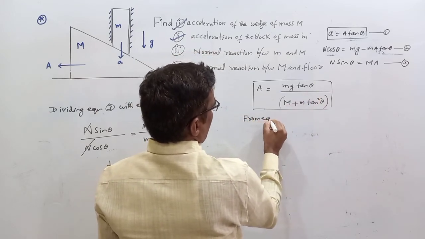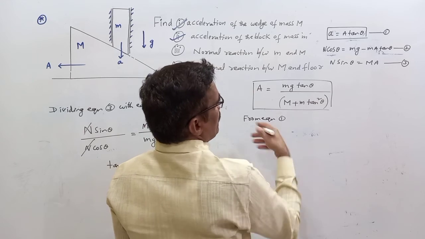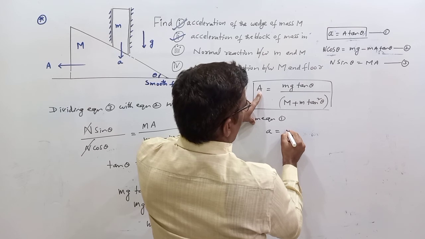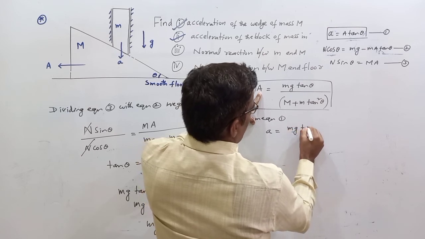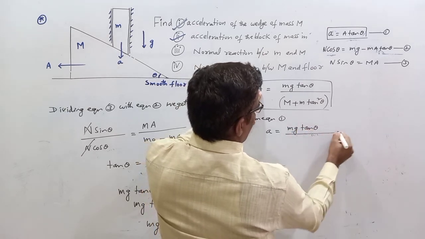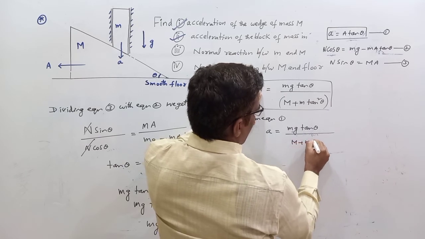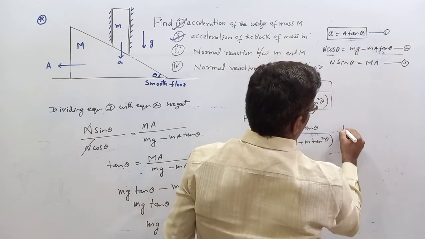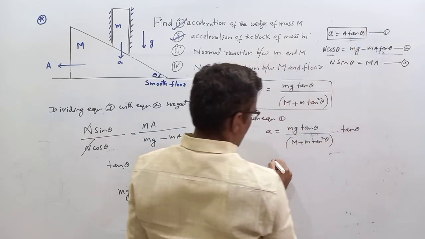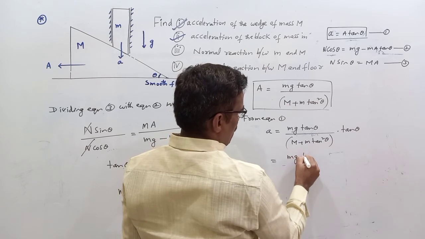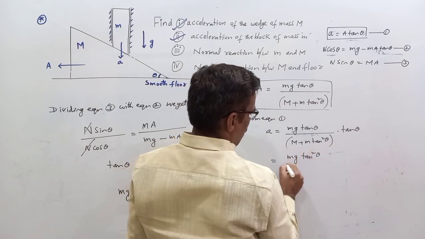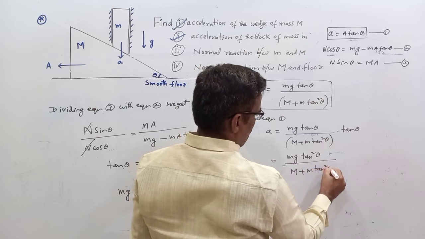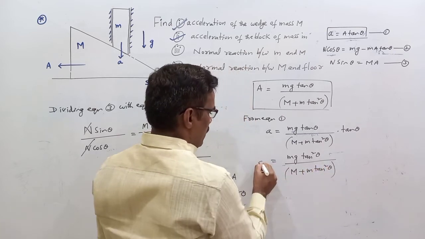From equation 1, small a equals capital A tan theta. Capital A means mg tan theta divided by (capital M plus m tan square theta), into tan theta again. Therefore, small a equals mg tan square theta divided by (capital M plus m tan square theta). Here is the value.